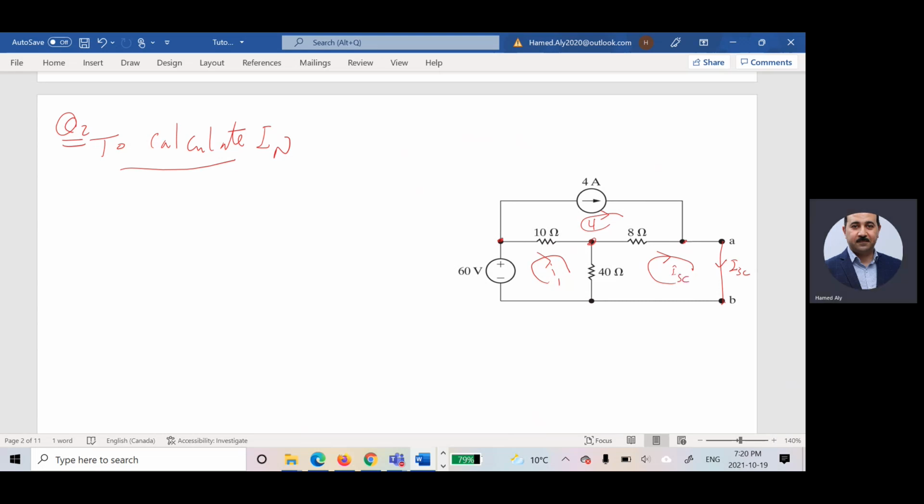I would say summation the current for each mesh is equal to 0. Summation, sorry, the voltage for each mesh is equal to 0. So summation the voltage for this guy is equal to 0. I can say I have 60 volts and I have the voltage drop across this guy and I have the voltage drop across this guy. So I can write summation V is equal to 0 for mesh 1.